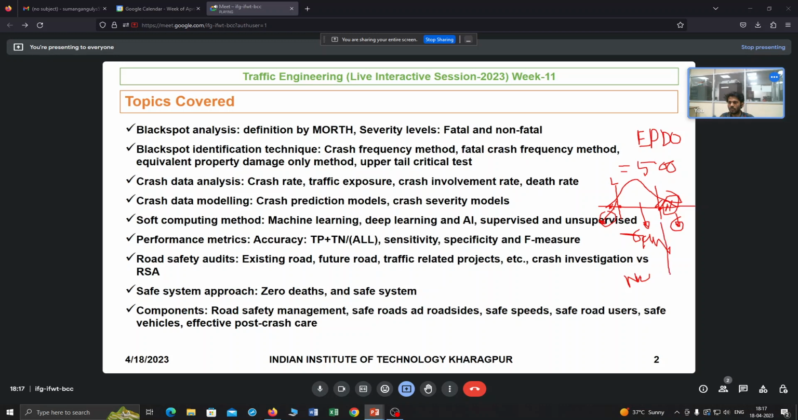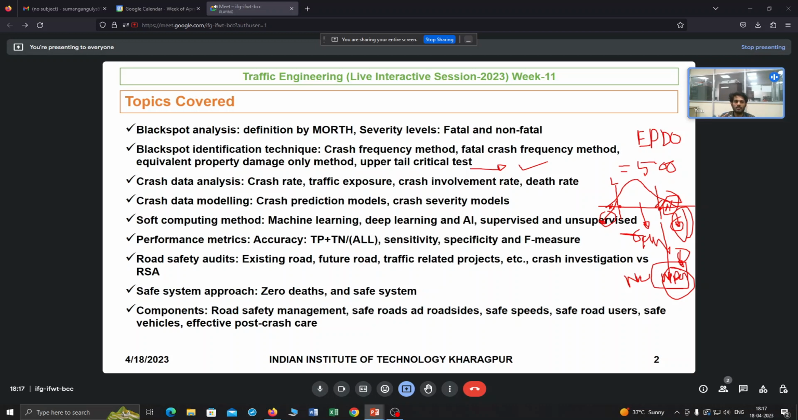We consider the upper tail because where EPDO values are high, we want to prioritize those segments. We want to focus on these segments. So these are the different methods to calculate the black spots, right? I hope that it is clear to you. So then let's talk about crash data analysis.